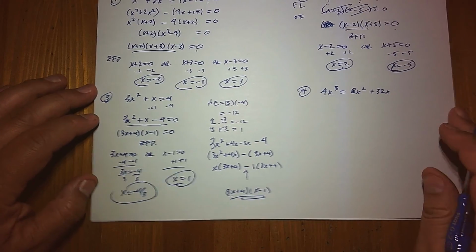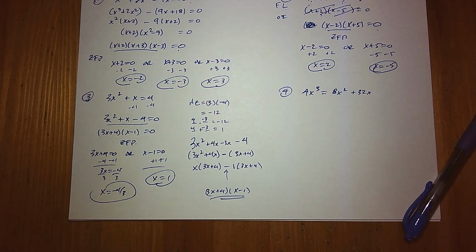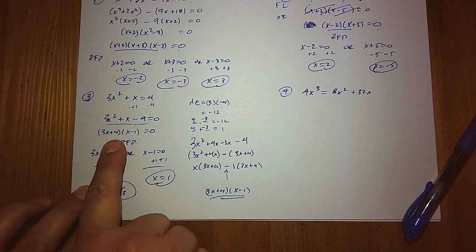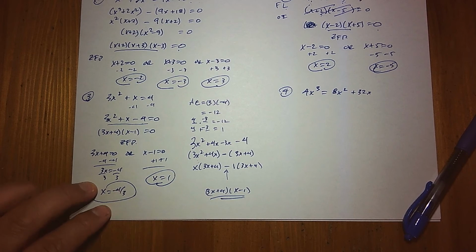So that started a little tougher because it wasn't set equal to 0. And then I used the AC method, which is a longer method, but it did get us a factorization. And now that we have a factorization, it's the zero factor property, and we're off to the races.